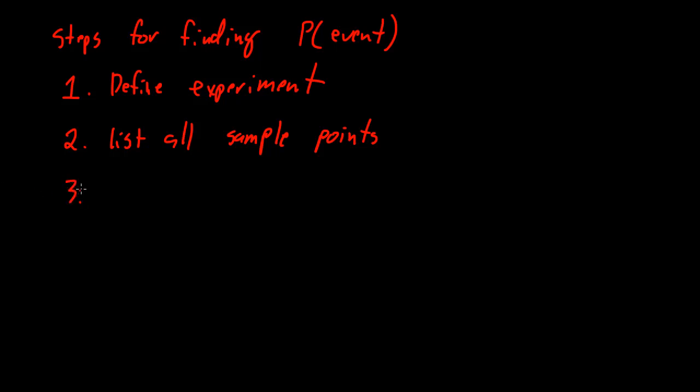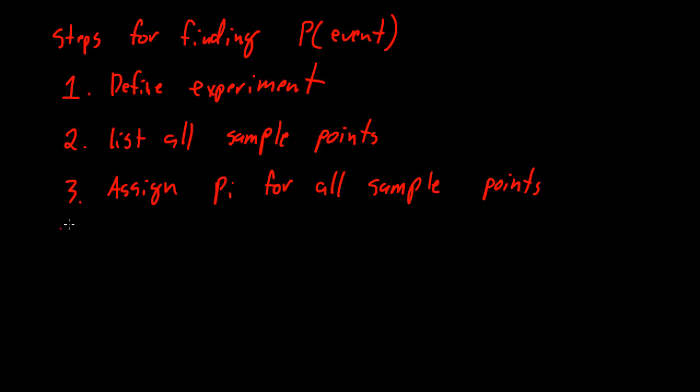Number 3 is we assign probabilities for each of our sample points. And each sample point in our experiment needs to have an assigned probability, and remember it needs to follow those probability rules, where each p_i is between the values 0 and 1, and the sum of all the p_i's is equal to 1.